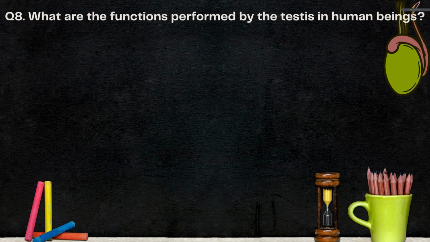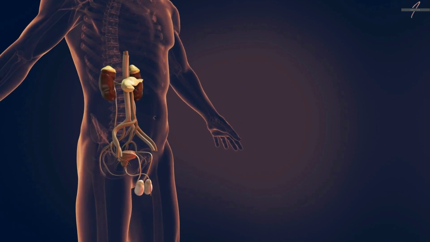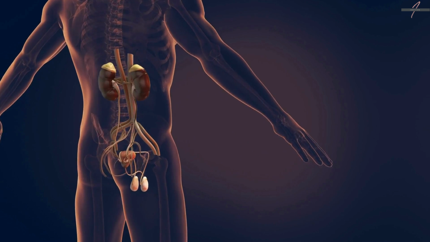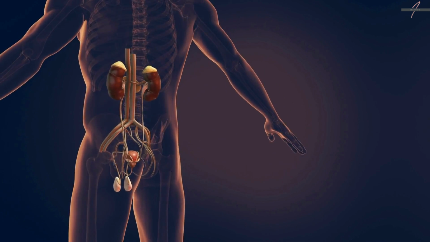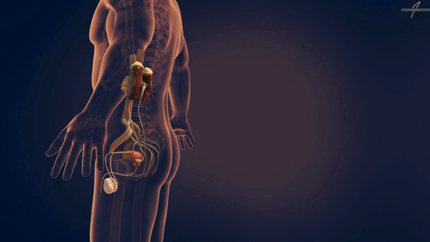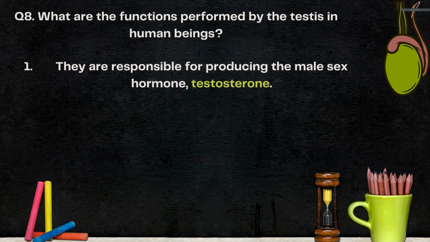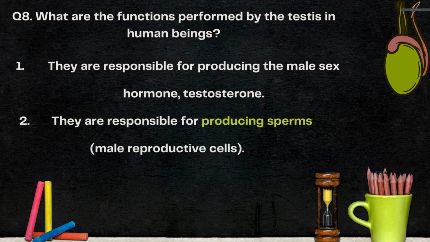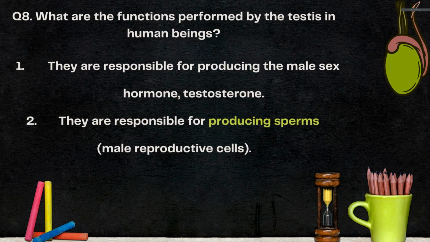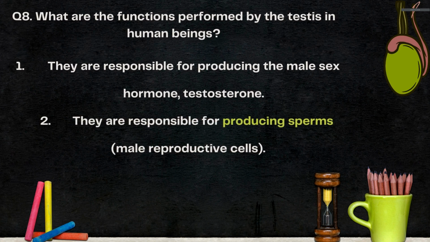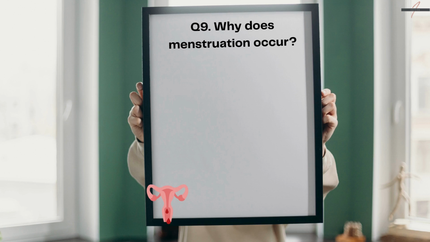What are the functions performed by the testes in human beings? Part of the male reproductive system, testes are two oval shaped male reproductive glands. They are also known as testicles. They are responsible for producing the male sex hormone testosterone, and they are responsible for producing sperms, which are male reproductive cells. And the next question is, why does menstruation occur?